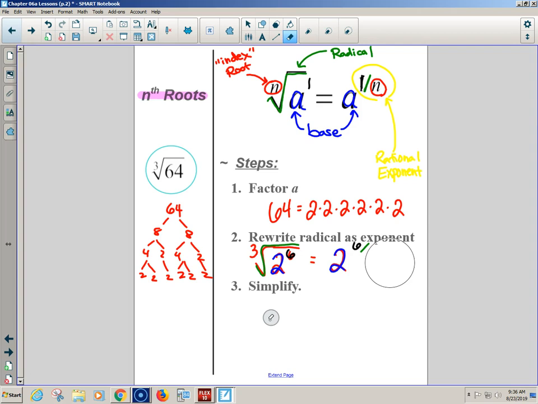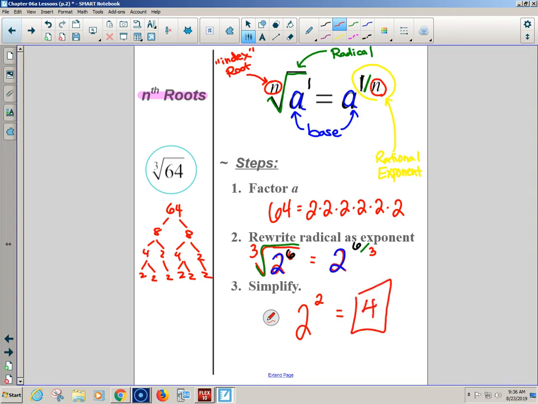Why am I saying simplify? Is there anything that you see in here that you can simplify? Yeah, what's 6 over 3? 2 over 1, so it'd be 2 to the power of 2 over 1, which is just 2, right? Hey guys, what's 2 times 2, or 2 squared? 4.